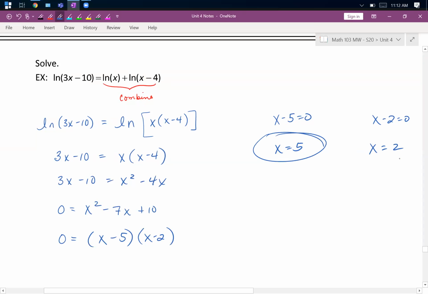Now I'll do the same thing with 2. I'll take 2 and plug it into each one of my arguments. When we do that, do we get a positive for each one? No, actually I get a negative for 2 of them. The first one and the third one, I end up getting a negative. So I need to throw this solution out.